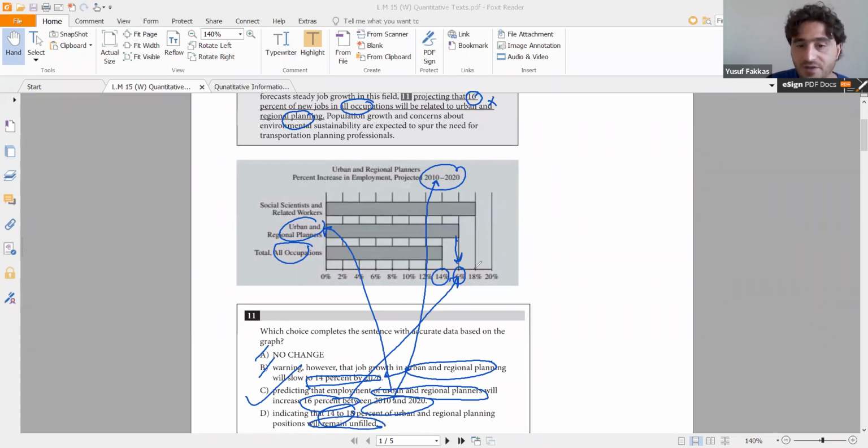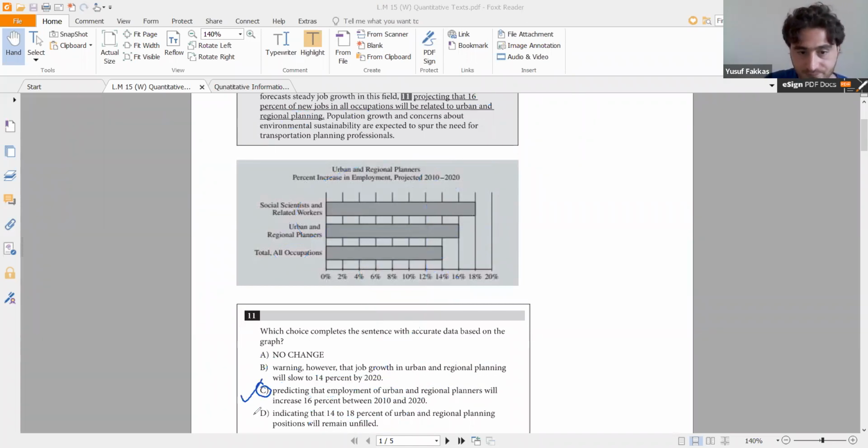D, very quickly, indicating that 14 to 18% of urban and regional planning positions will remain unfilled. First of all, the percentages are vague because it's not specific. They are saying 14 to 18. Second, the information is wrong. They are saying that the positions will be unfilled, and we don't have anything about that here in the graph. So what is the best answer? It is C. Okay, again, urban and regional planners mentioned here, 16% mentioned there, 2010 and 2020 mentioned there.